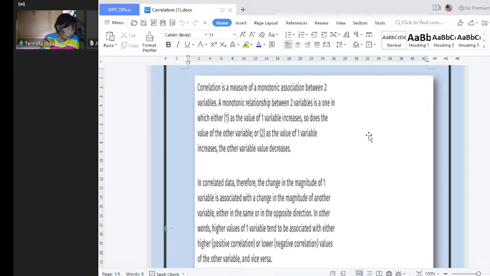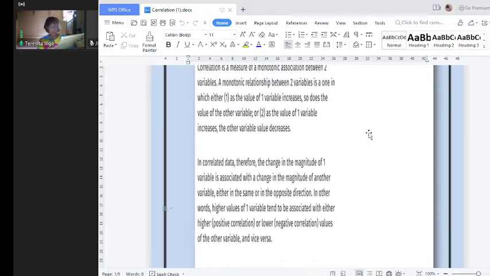In correlated data, the change in the magnitude of one variable is associated with the change in the magnitude of another variable. So there is an association between the two, either in the same or in the opposite direction. If both increase, that is one direction, and they can be in the opposite direction, wherein one will increase and the other will decrease. Now, a linear relationship between two variables is a special case of a monotonic relationship.